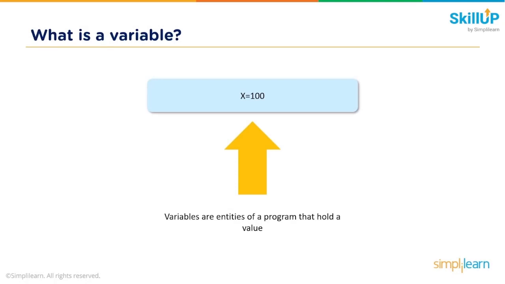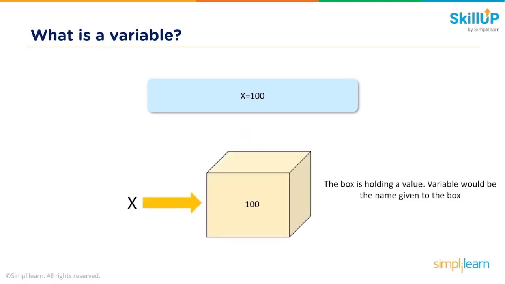To better visualize this statement, let's consider a box. Now, if this box holds a value, say 100, then the name we give to this box, which in our case is x, would be the variable name. And 100, that is the content within the box or within the variable, would be the value of the variable. Now, this is the basics of what a variable is. As we'll go through the various topics today, you'll have a better understanding of why we use variables and how to use them. So let's move on to the next topic, which is the various data types of variables.